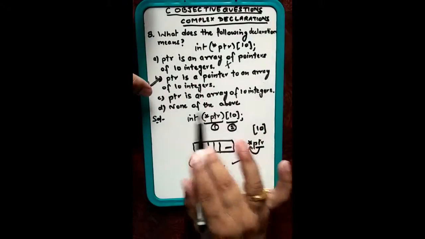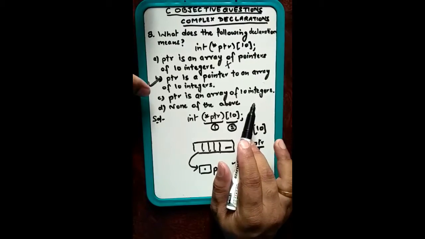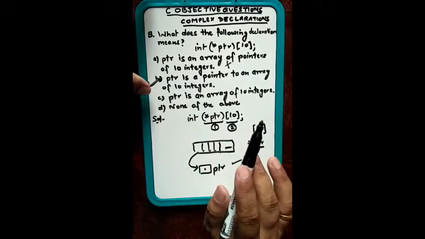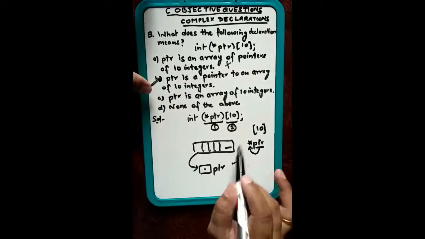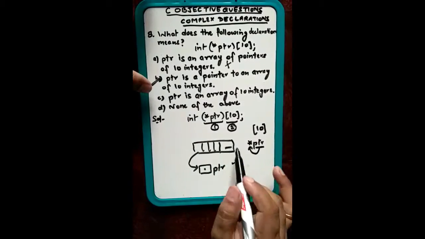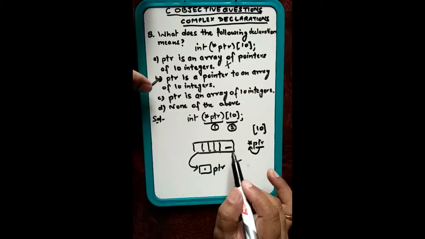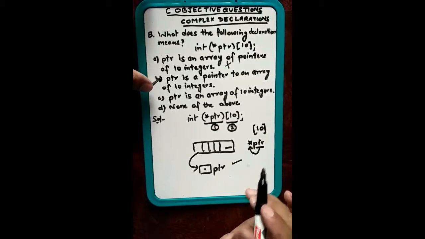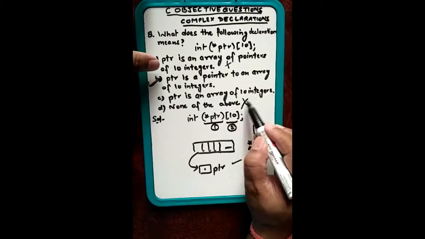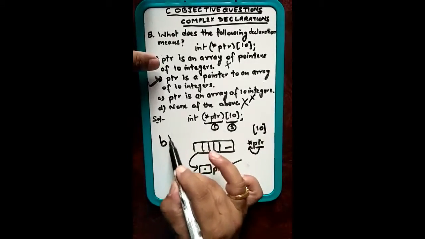Third option, ptr is an array of 10 integers. It is wrong. ptr is not an array of 10 integers, that is, the name of this array is not ptr. The name of the array is something different, and its base address is stored in ptr. And none of the above is also wrong. That is, option B is correct.